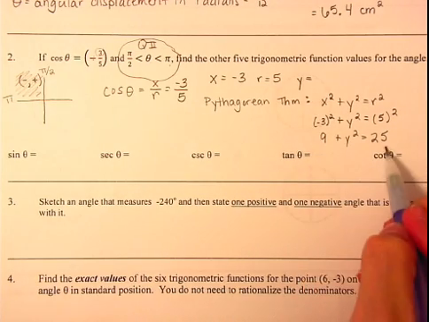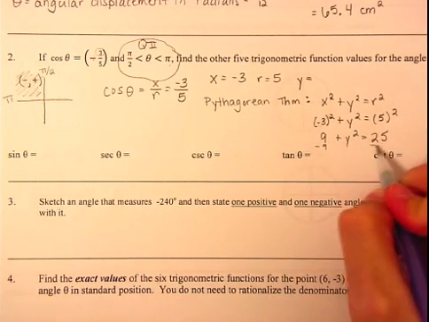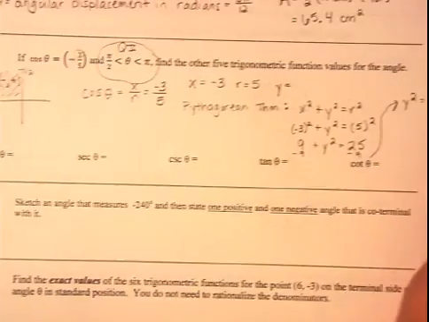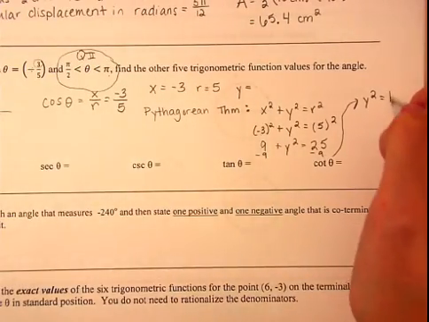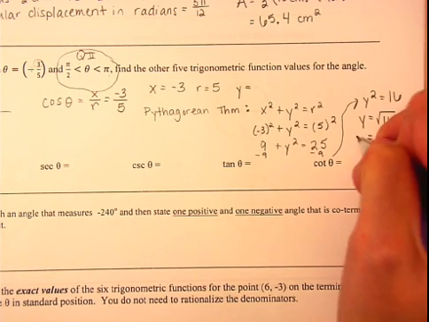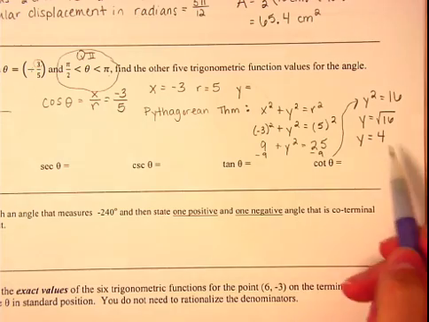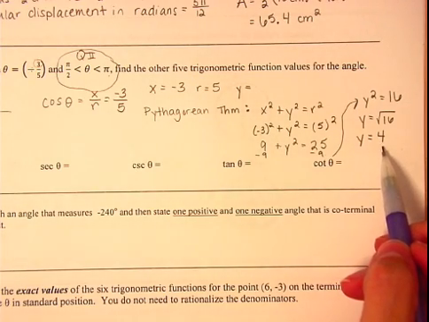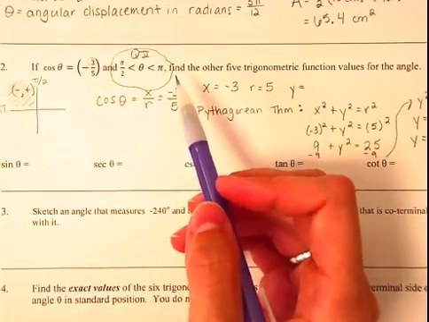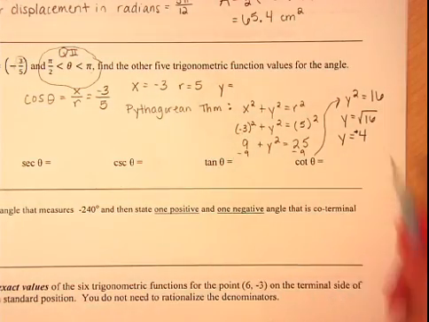If I move this 9 over to the other side by subtracting, and let's show our work up here, y squared is equal to 25 minus 9, which is 16. y equals the square root of 16, which is 4. And this is where I say, okay, I know that y is 4, but is it positive or negative? I'm going to go back to where I said it was. It's in quadrant 2. In quadrant 2, y is positive, so this is going to be a +4.